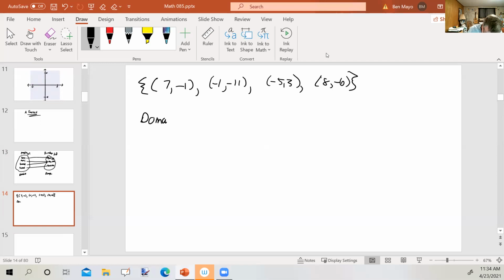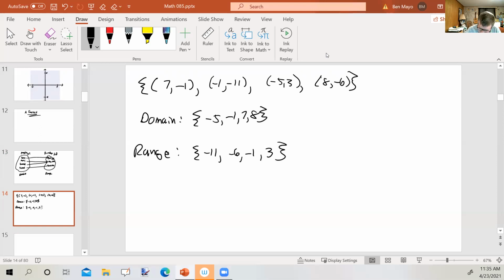Okay, so the domain would be the x values, and I'm going to list them from smallest to largest. So -5, -1, 7 and 8. And the range would be all the y values. So that would be, let's see, -11, -6, -1, and 3. Okay. The hardest part of this is making these little bracket things. All right, so the domain is all the inputs, all the x values, the range is all the outputs or all the y values.